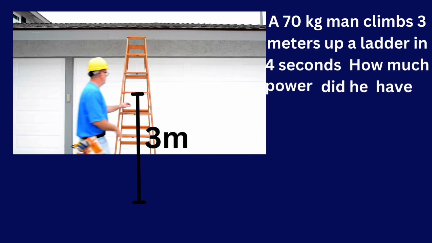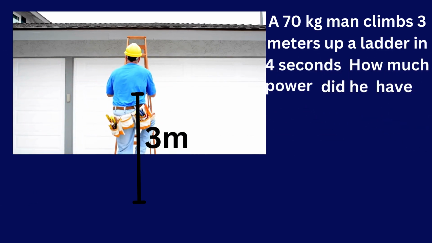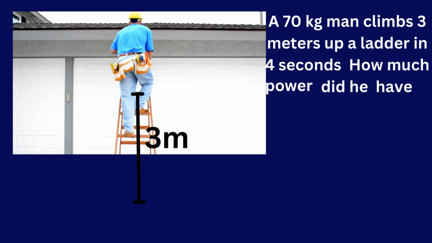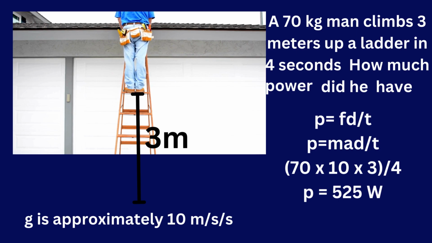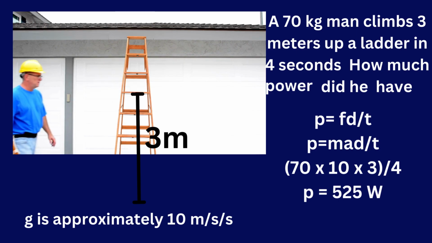A 70 kilograms man climbs 3 meters up a ladder in 4 seconds. How much power did he have? 70 times 10 times 3 divided by 4 equals 525 watts.